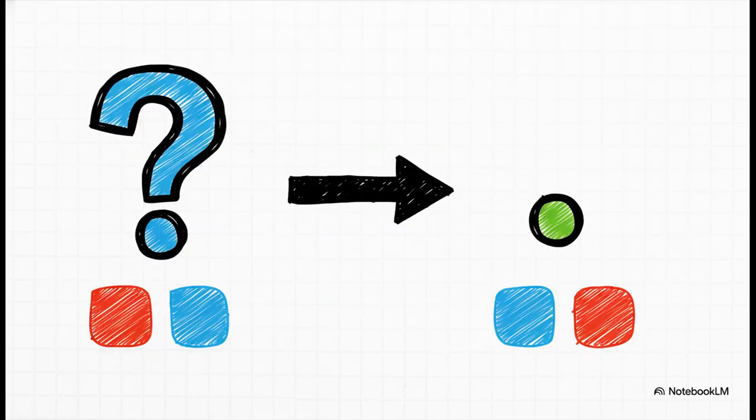But check out what happens when we report it. It becomes a statement. We don't use that question structure anymore. See how the subject he now comes before the verb had left? The question mark disappears, and the sentence just flows like a regular statement. It's a report about a question.